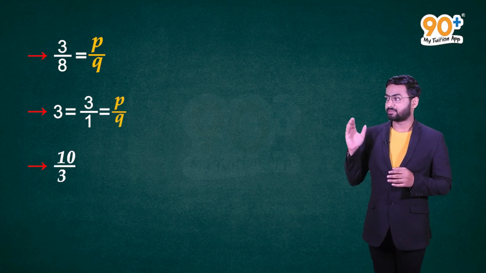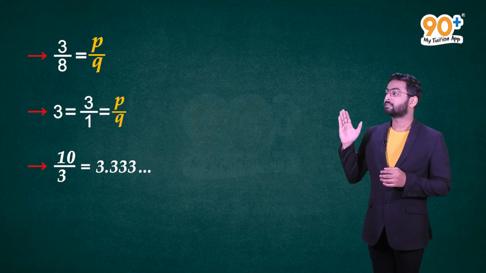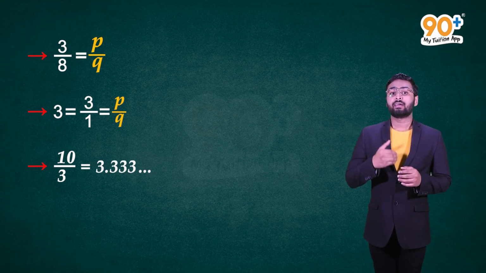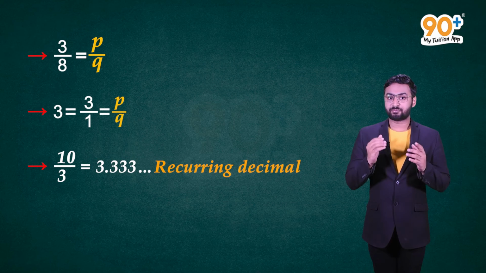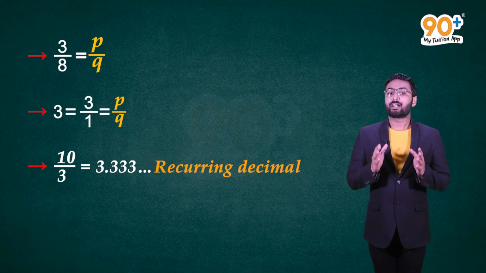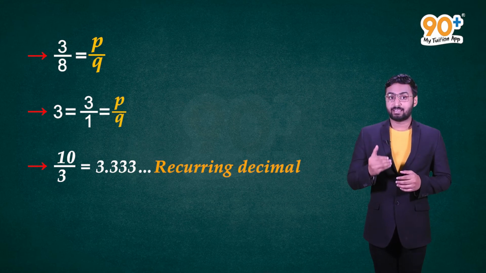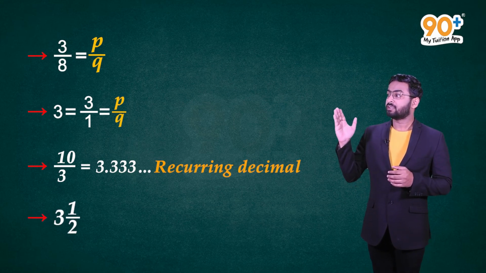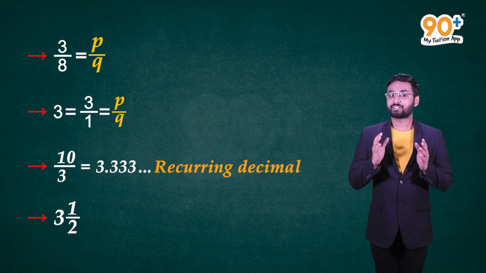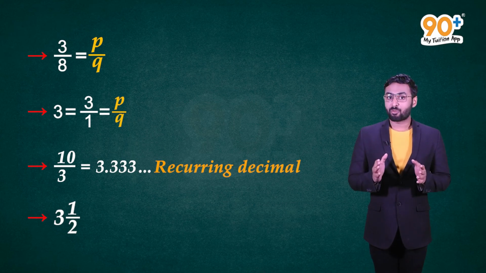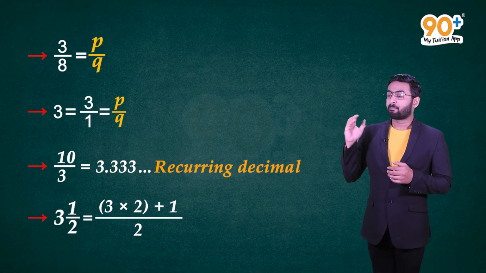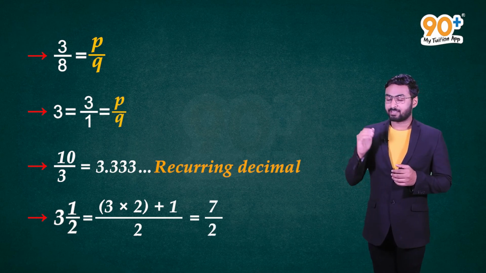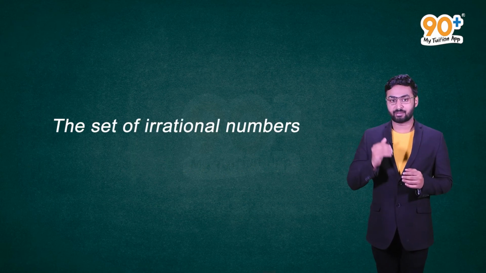Next one is 10 by 3, which is equal to 3.333, etc. As you can see, this is a recurring decimal, where the decimal number repeats forever. And recurring decimals are also rational numbers. Next one is the mixed fraction 3 1 by 2, which is also a rational number, as it can be written in the form of p by q. That is 3 into 2 plus 1 by 2, which is equal to 7 by 2, and that is a rational number.